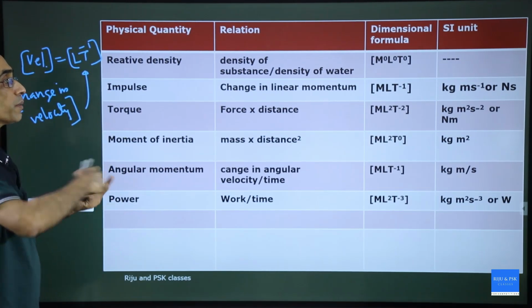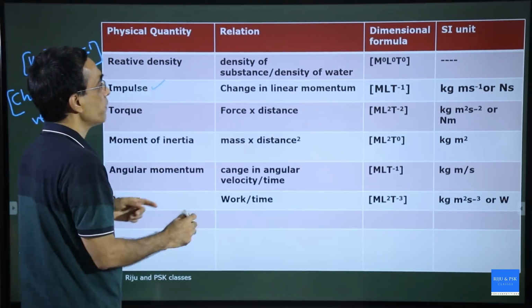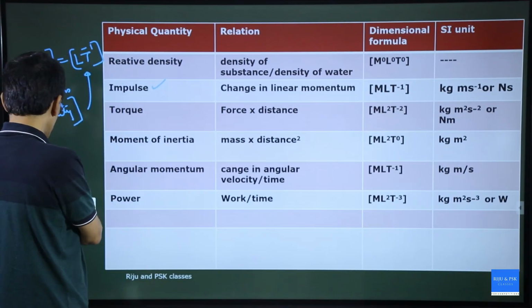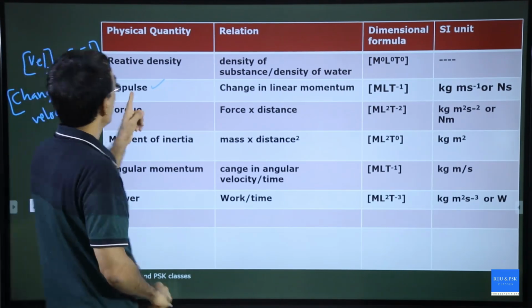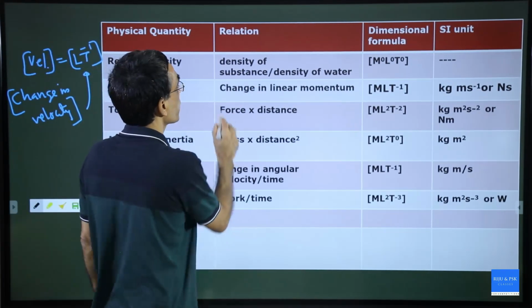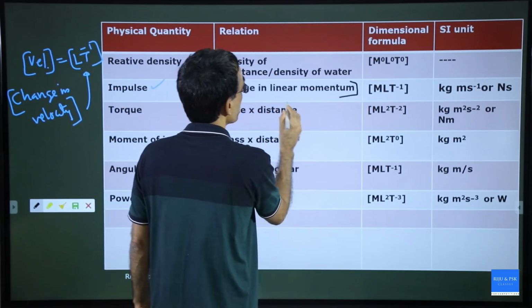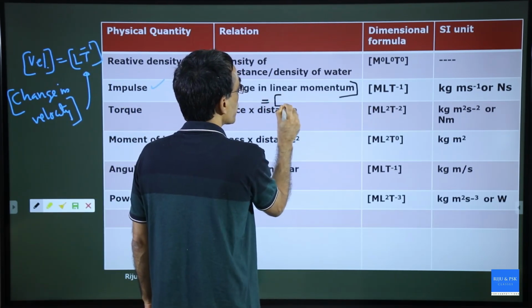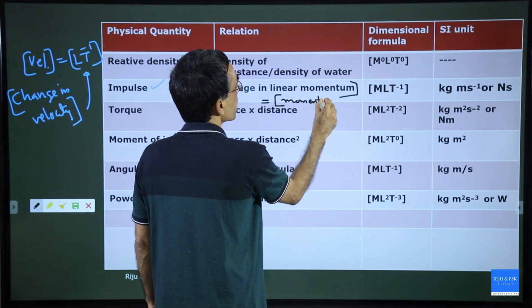Momentum and change in momentum have the same dimensional formula. That's why impulse is a quantity which is defined as change in linear momentum. Impulse is defined as change in linear momentum. The dimensional formula of change in linear momentum is equal to that of momentum. That's another point.